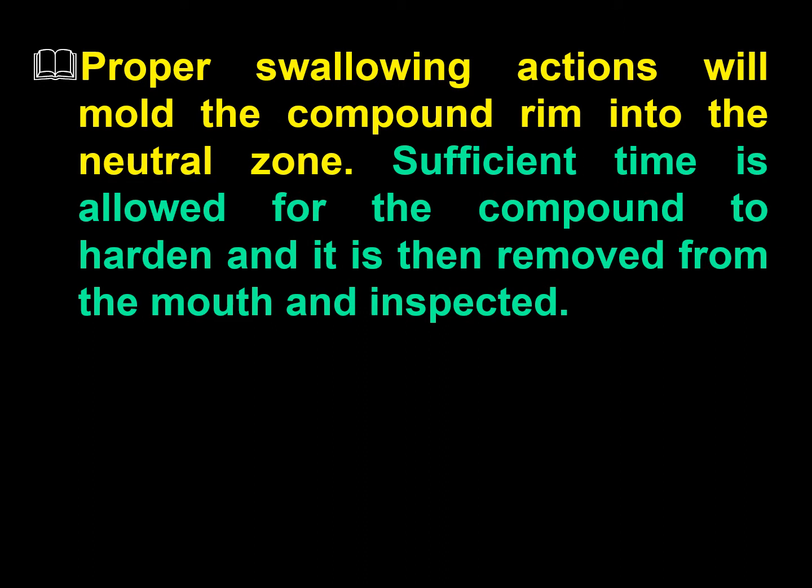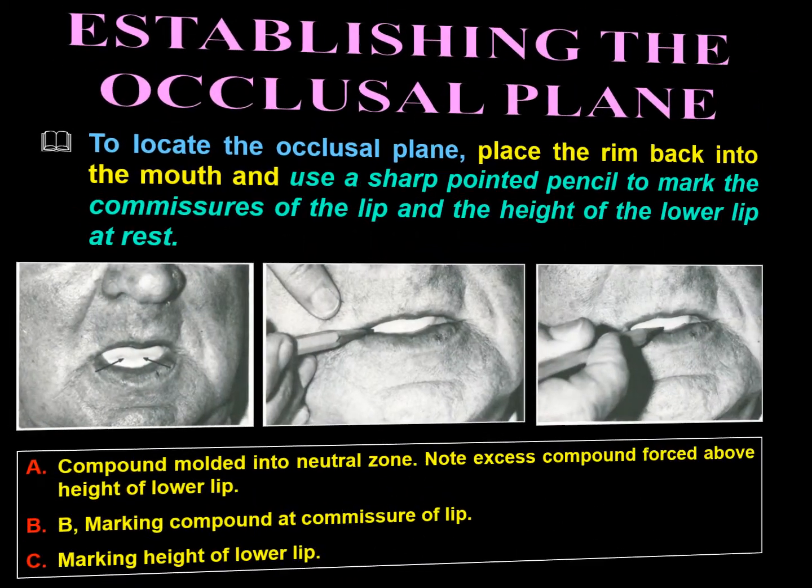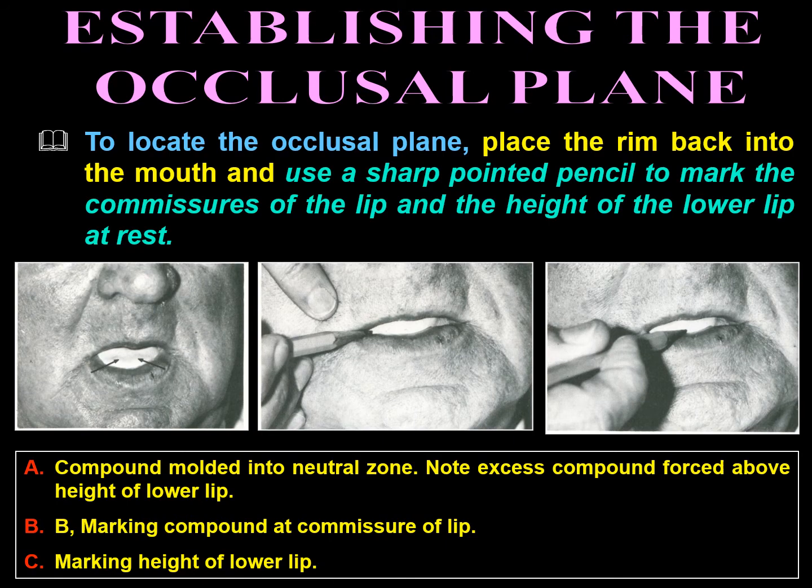Proper swallowing action will mold the compound rim into the neutral zone. Sufficient time is allowed for the compound to harden, and it is then removed from the mouth and inspected. Establishing the occlusal plane: to locate the occlusal plane, place the rim back into the mouth and use a sharp pointed pencil to mark the commissures of the lips and the height of the lower lip.